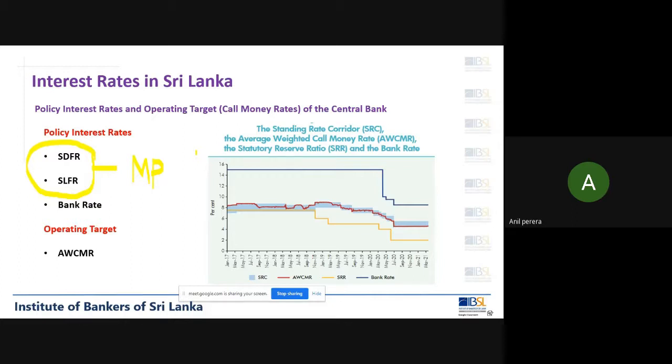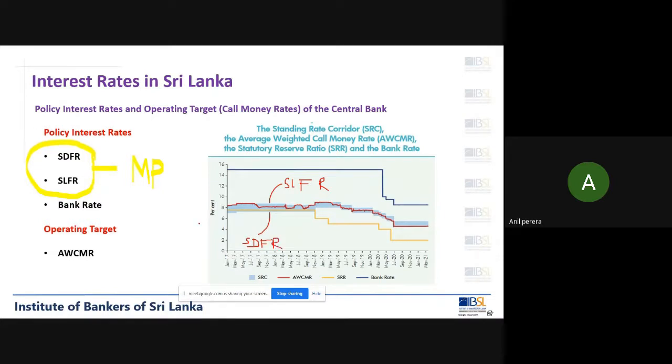What are the first two rates? SDFR and SLFR. SDFR is the standing deposit facility rate. SLFR is the standing lending facility rate. And I also gave you the definitions last week. I will repeat them. The standing lending facility rate is the upper bound of this corridor. There is a corridor. If you look at this chart very carefully, the shaded area is a corridor, and the lower bound of that corridor is the standing deposit facility rate.